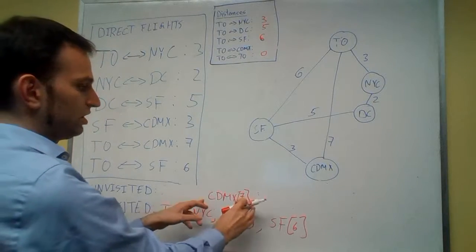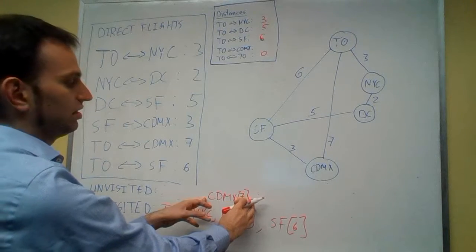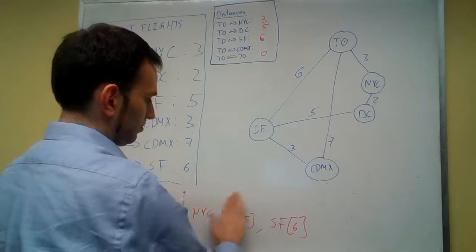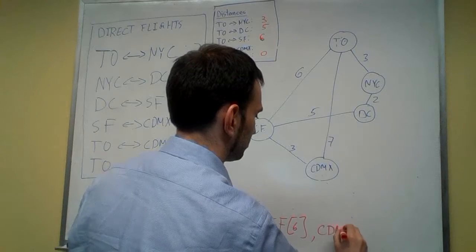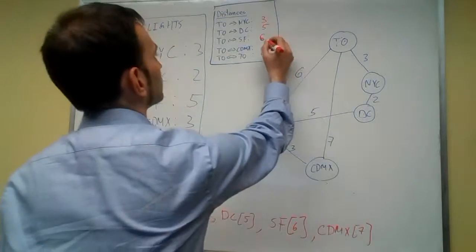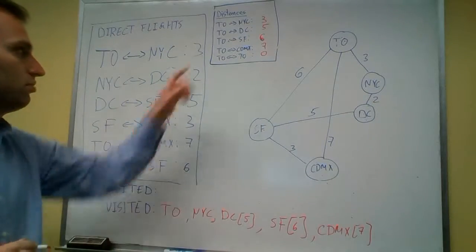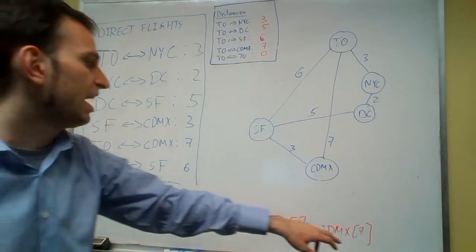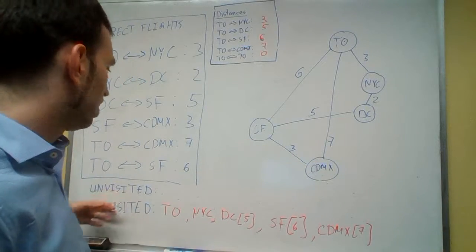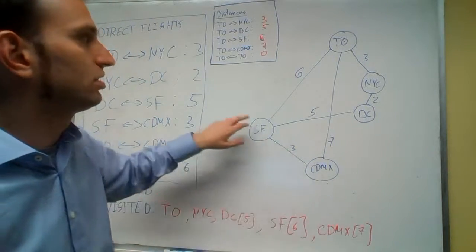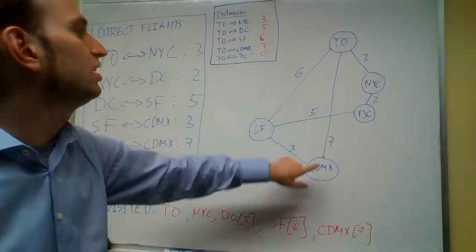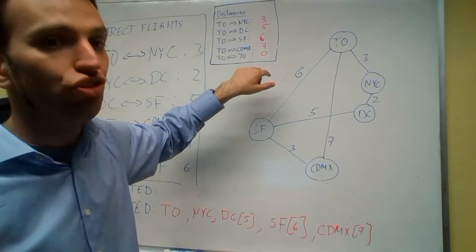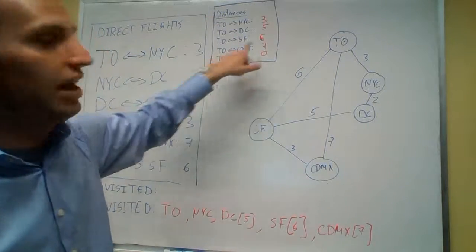Next iteration, the only thing left on the unvisited list is CDMX. So CDMX ought to be moved over here. So CDMX 7. This is the distance, TO to CDMX. Gotta be 7 because we just copy it from here to here. Does CDMX have any neighbors that are not on the visited list already? Well, no, because its only neighbors are SF, which is already on this list, and TO, which is also already on this list. We're done, and those would be the shortest distances possible between TO and everywhere else.